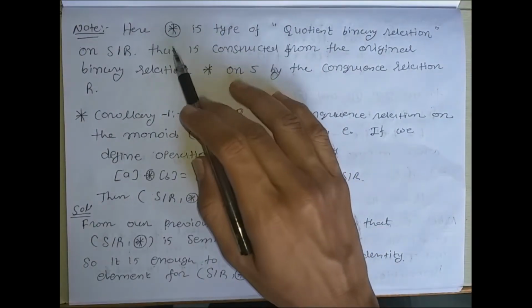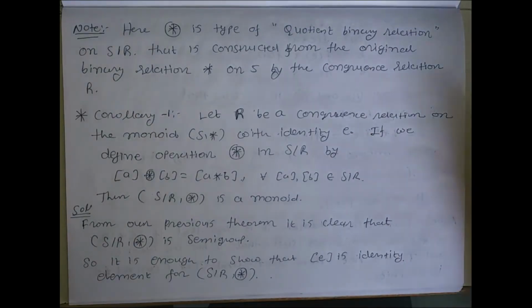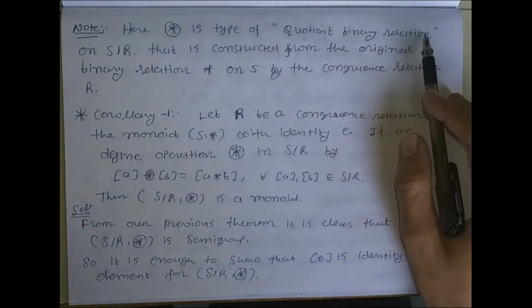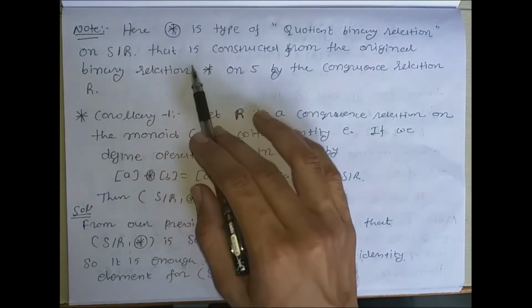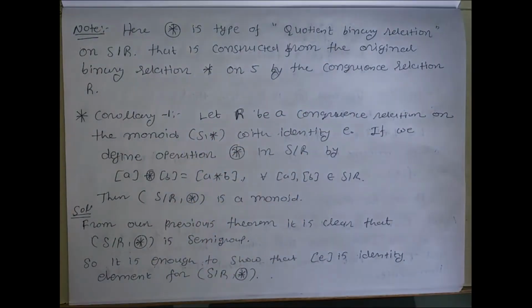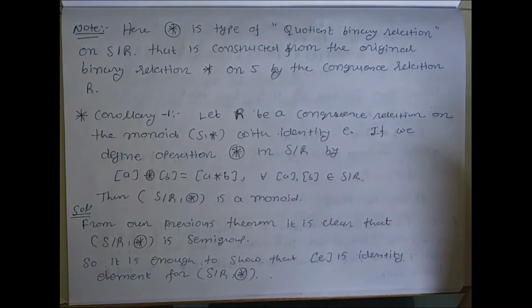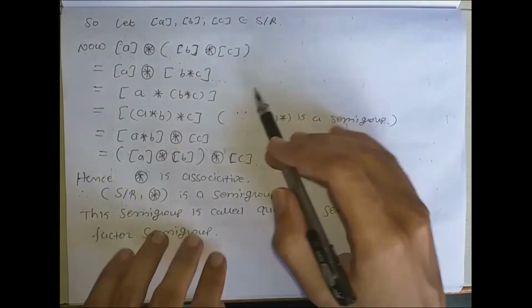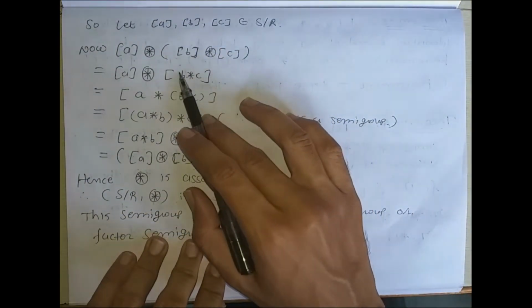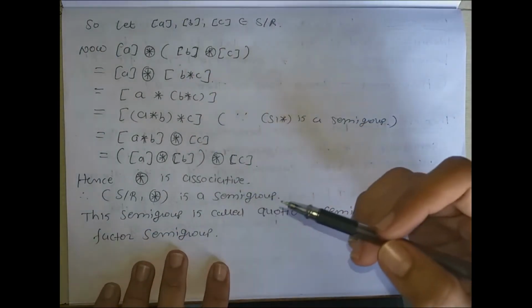Now there is a note here. Ring star is a type of quotient binary operation on S quotient R that is constructed from the original binary operation star on S. How do we define the ring star? The ring star is defined as the equivalence class of the product of elements under this operation star. How have we defined it? The equivalence class of B ring star the equivalence class of C is equal to the equivalence class of B star C. So here we use our original binary operation star.